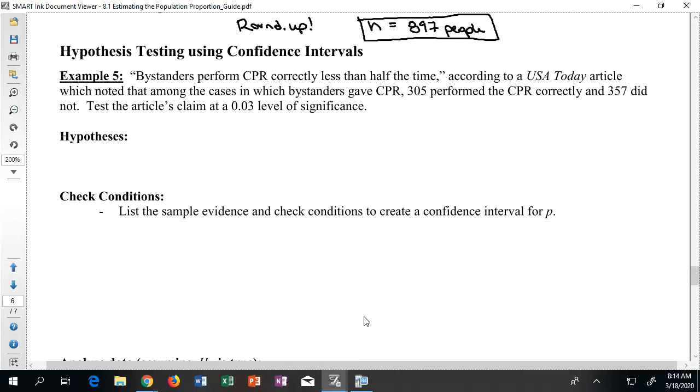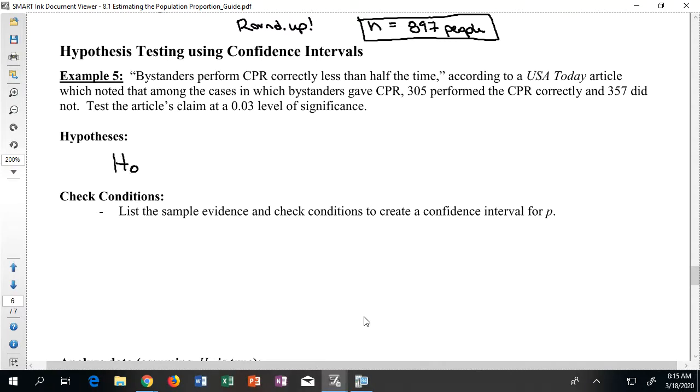All right, first I'll reread the problem. Bystanders perform CPR correctly less than half the time, according to a USA Today article, which noted that among the cases in which bystanders gave CPR, 305 performed the CPR correctly and 357 did not. Test the article's claim at a 3% level of significance.